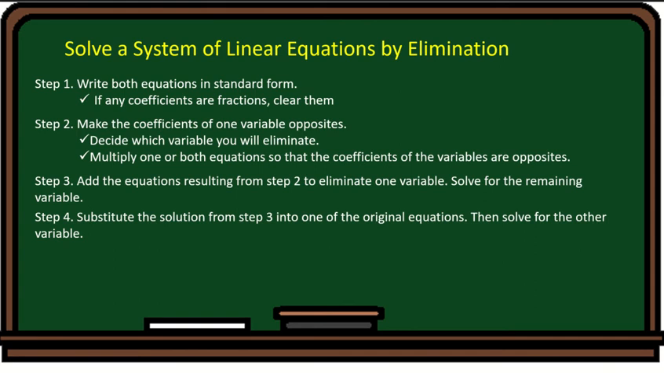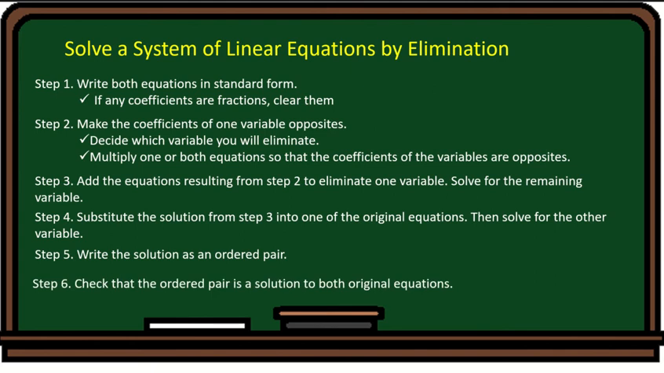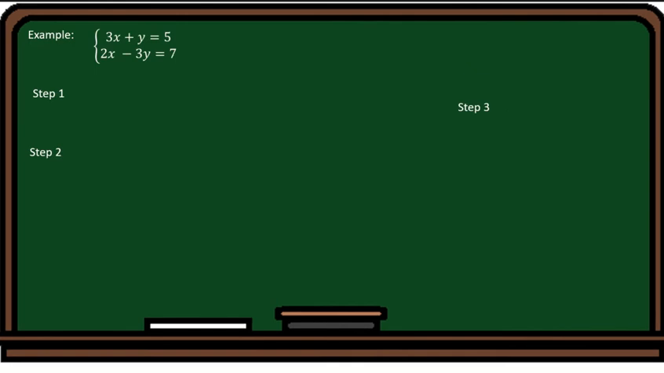Step 4, substitute the solution from step 3 into one of the original equations, then solve for the other variable. Same as the substitution method, pag meron na kayong isang variable, i-substitute nyo na doon sa given or doon sa other original equation to solve for the other variable. Then step 5, don't forget to write the solution as an ordered pair. And lastly, we will check if the given ordered pair is a solution to both original equations.